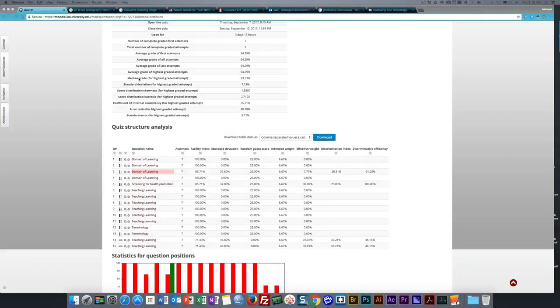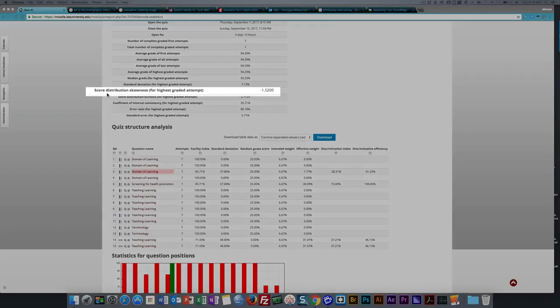The standard deviation is a measure of the spread of the scores around the mean, and we want to aim for values that are between 12% and 18%. 12 and 18, again, that goes back to discrimination. 7 is on the low end.